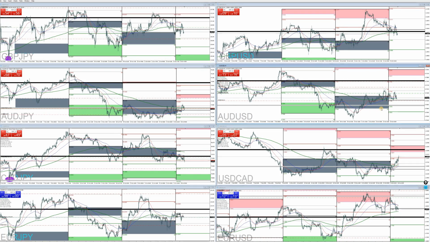All right, our Australian is almost break even, barely in profit. The euro is barely in profit. The Canadian is near break even, a little bit of drawdown.